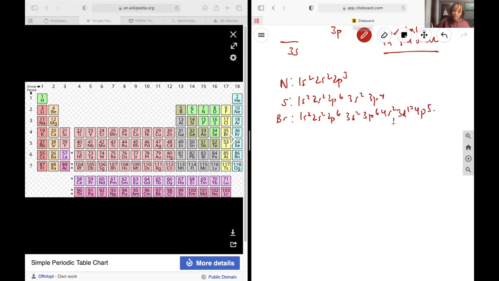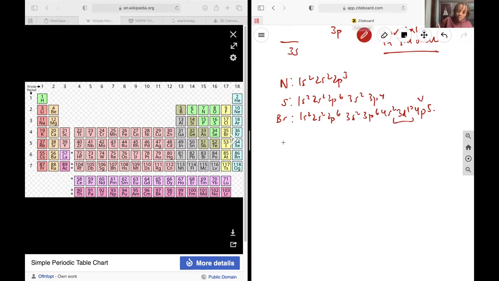And so in actuality, this 3d10 is supposed to be here, but just because of the way that the periodic table is built, when we write out our structure according to the periodic table, this is what you get. But bromine technically has 7 valence electrons, these 2 and these 5.